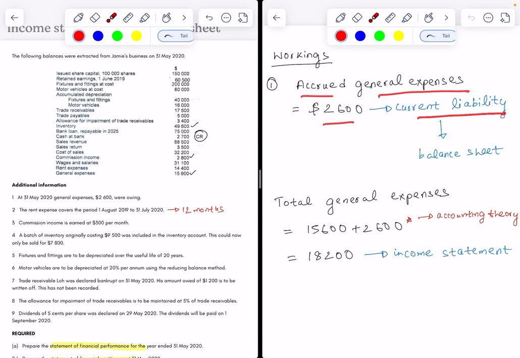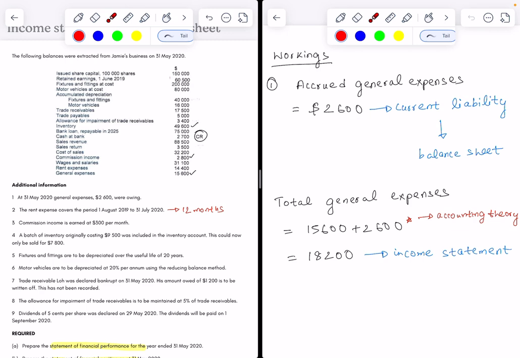Therefore, this is a present obligation to us at 31st of May 2020, and therefore this falls within the definition of a current liability. All liabilities are recorded in the balance sheet, so when you prepare the current liabilities section in the statement of financial position, make sure to show the general expenses accrued or general expenses owing of $2,600.